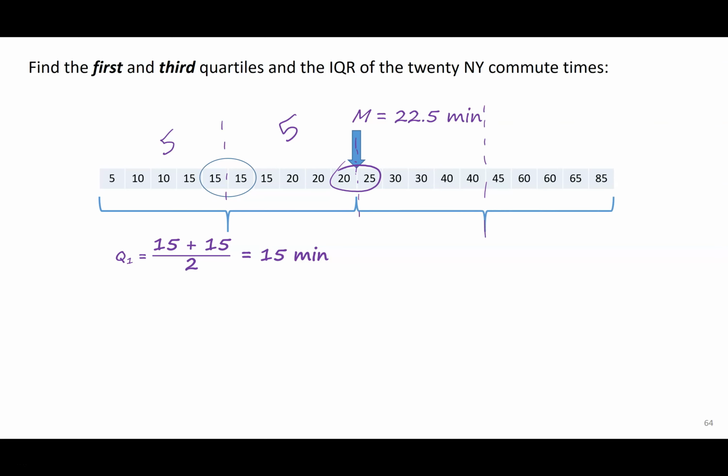To find my third quartile, I'm going to split the second half of the data in half. So I have to average 40 and 45. So I'm going to get 42.5 minutes for my third quartile.